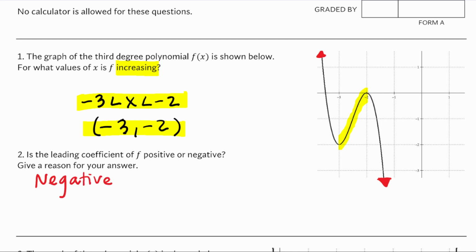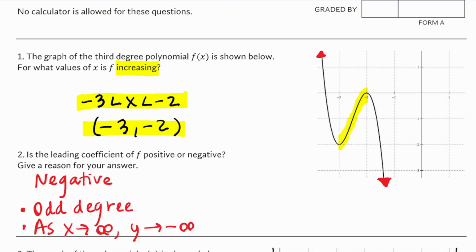Okay, and then the reason would be, I suppose, the degree of the polynomial is odd, and that also as x approaches positive infinity, y approaches negative infinity. Oh, let's see. My writing's not showing up. Alright, there we go. Okay, so let's move on.